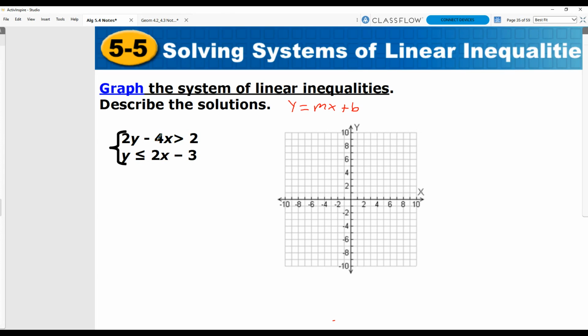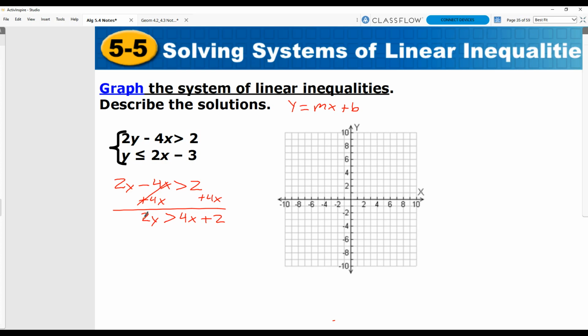To do that, I'm going to write it down below so it doesn't get all mixed up. So 2y minus 4x is greater than 2. I need to do a couple of algebra steps to make this work. First, I need to get this 4x over to the other side. So I'm going to go plus 4x and plus 4x to this side. That'll cancel it there. And I'm left with 2y is greater than, I'm going to put the 4x first, so 4x plus 2. Perfect.